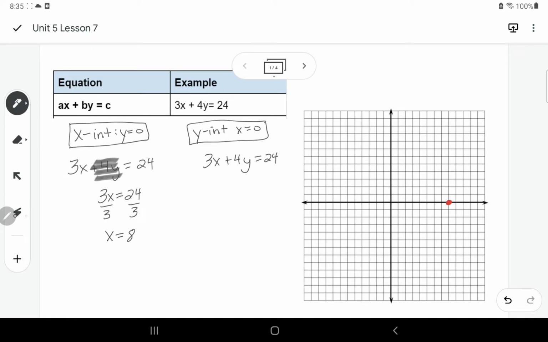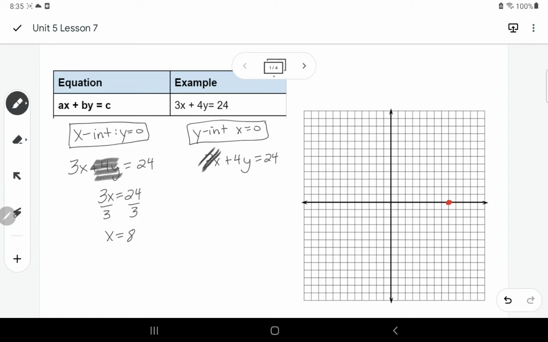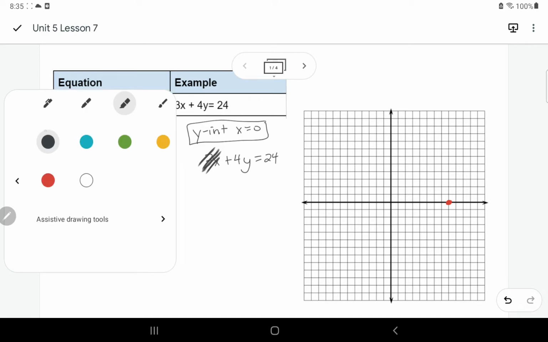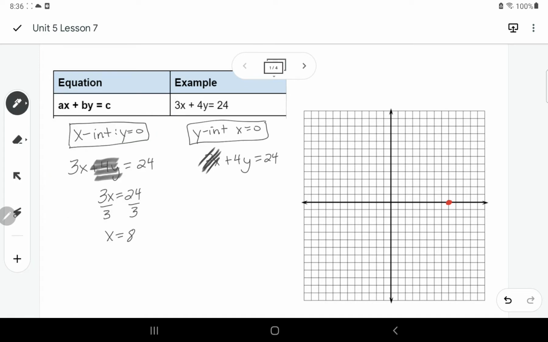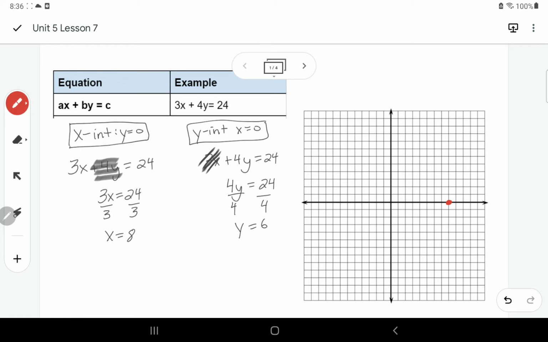And again, we want to ignore it, if x equals 0, 3 times 0 is 0. So that's just gone. And you can block that out, or like I said, sometimes I cover that up with my finger to see what's left in the equation, and it's 4y equals 24. Then we're going to divide both sides by 4, so I get y equals 6. Switching colors again, I'm going to go up 6 in the y direction, up to positive 6, and put a dot there.